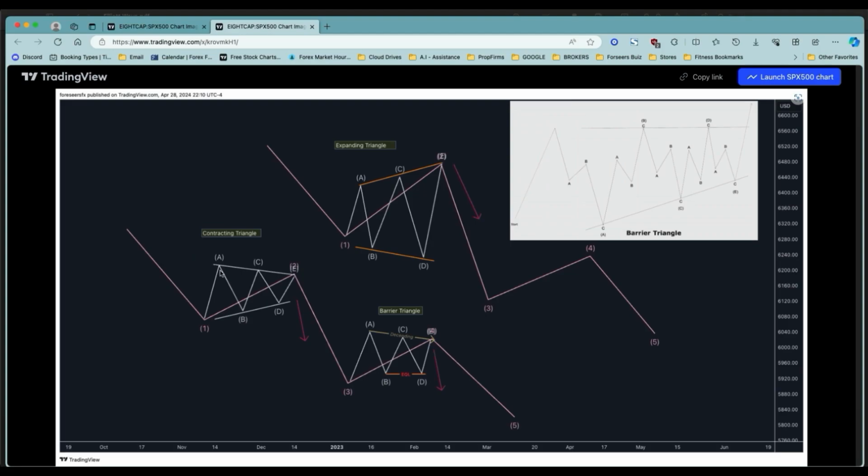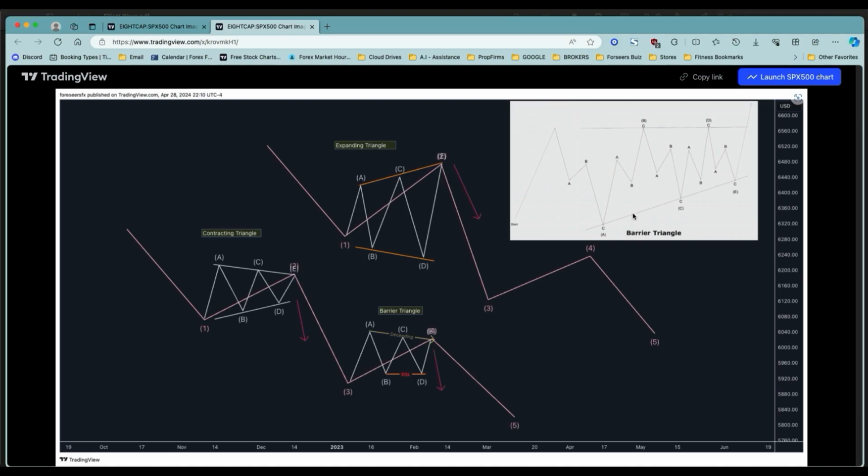Same thing here. You have contracting triangles. You have A, B, C, D, and E goes down. And again, A, B, C, D, and E. B and D are equal lows. And then finally you have E goes up. Sometimes it'll swipe a little bit of liquidity with a wick and then go back down. And then again, expanding triangles starting from the end of wave 1, A, B, C, D, and E. And then finishing at the end of corrective wave 2, you go down.